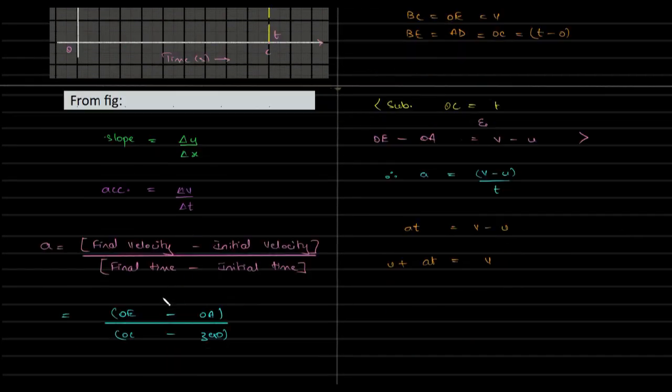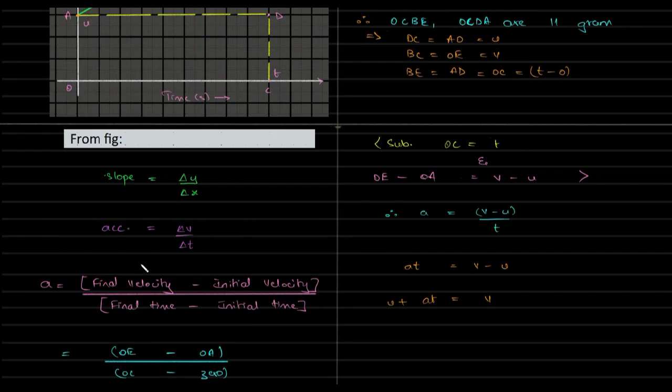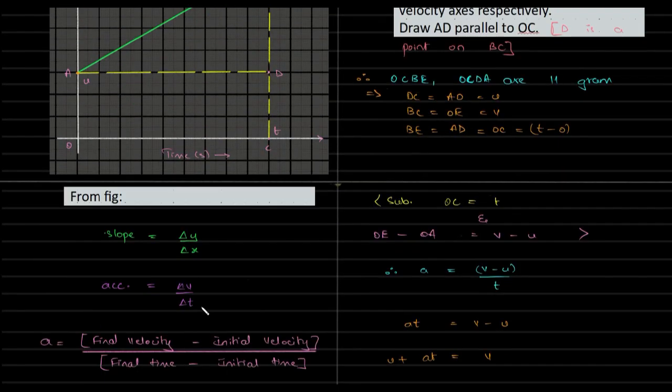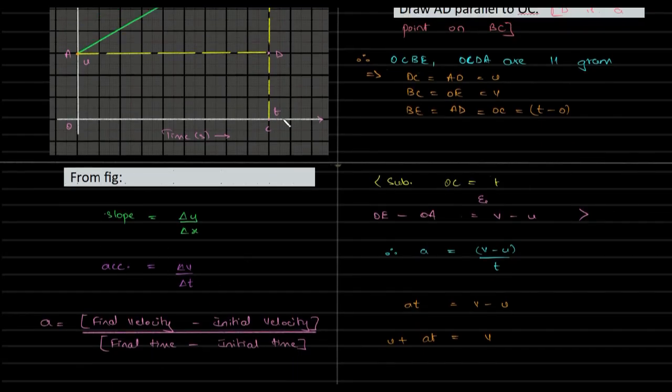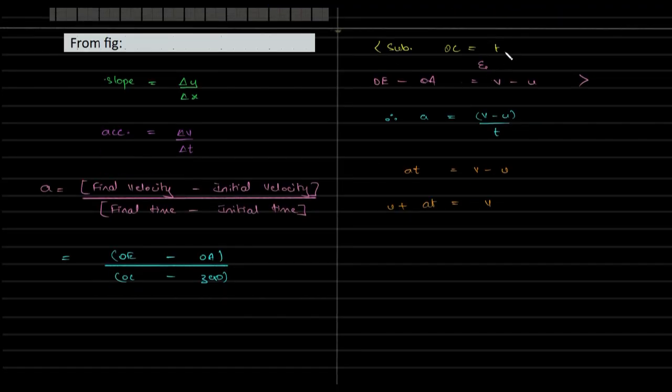And now from the figure, same write up. Slope is nothing but change along y divided by change along x. Acceleration is delta v by delta t. Delta v is final velocity minus initial velocity, final time minus initial time. And your final velocity is OE, right? That's what we have come across. And initial velocity is OA. Final time is OC, and initial time is, well, 0. And all we have to do is OC is substituted as T, OE minus OA is V minus U. Already all of this is written. And it's a matter of rearranging and you get the answer.